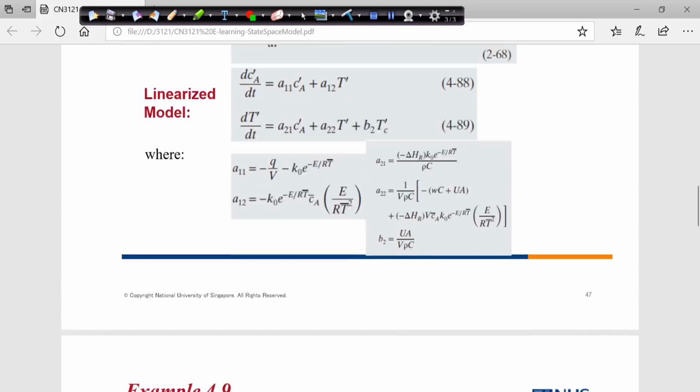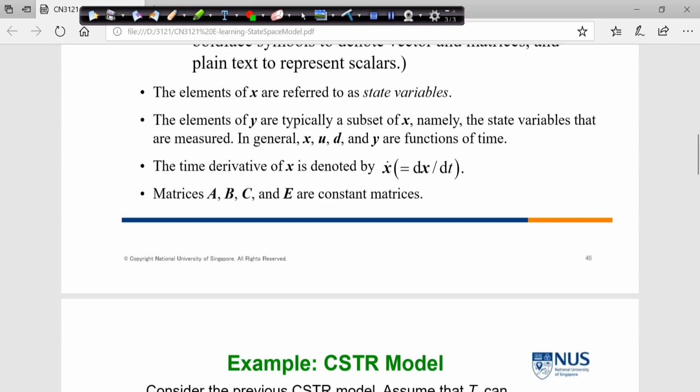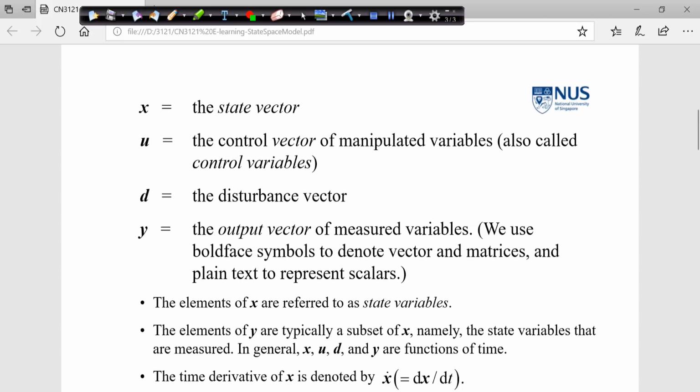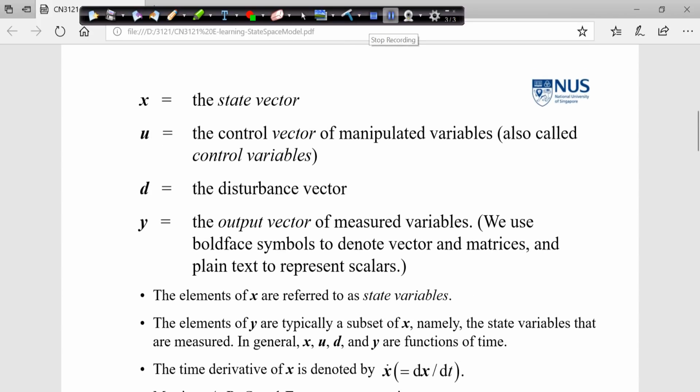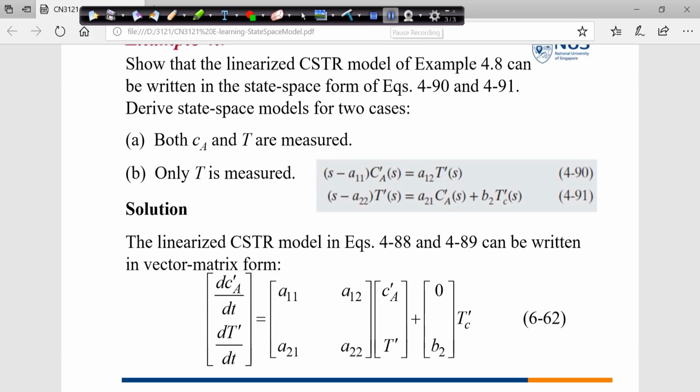Okay, so this part actually is based on the textbook in chapter 6 already. If you want to read the first edition textbook, the PDF, chapter 6, you can read the details yourself. Our goal here is to show the linearized CSTR model can be written in the state space form. And we want to derive the state space models for two cases.